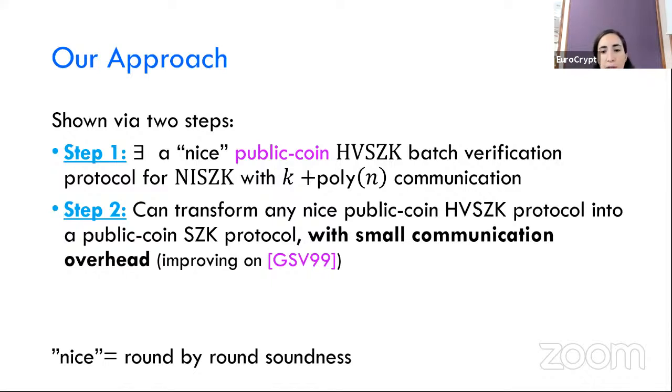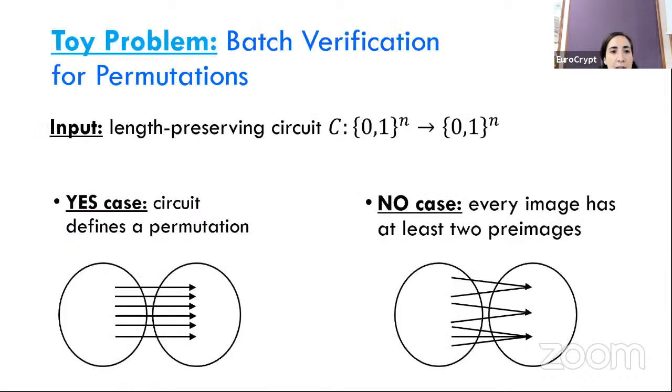The way we do the first step is by taking a problem that is NISZK-hard, and we show this protocol for this problem. I won't have time to go over this problem and its batching protocol, but I do have time to show you a much more simplified version of it, which is permutations. For this problem, the input is length-preserving circuits. The yes cases are circuits that define a permutation, whereas the no cases are circuits that are far from being permutations, in the sense that every image has at least two pre-images.